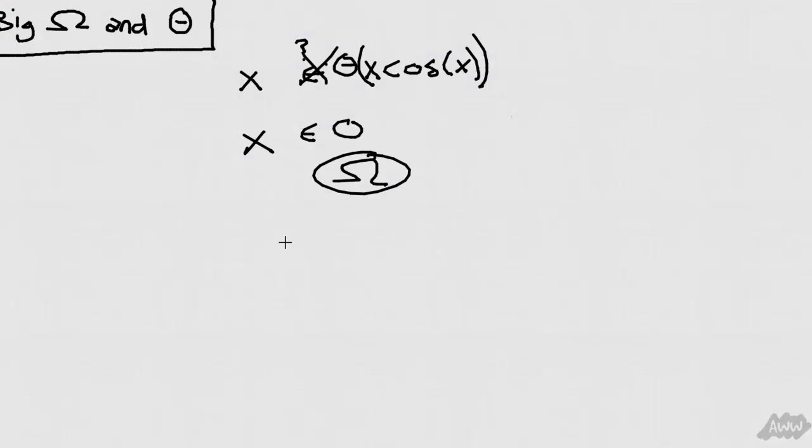If we were to flip that around, we could say x cosine x is upper bounded by x. That is, x is always greater than or equal to x cosine x.